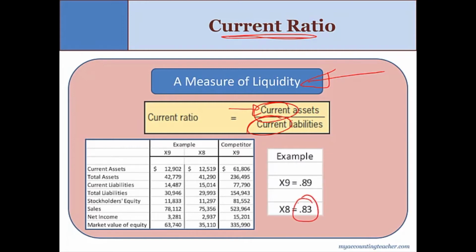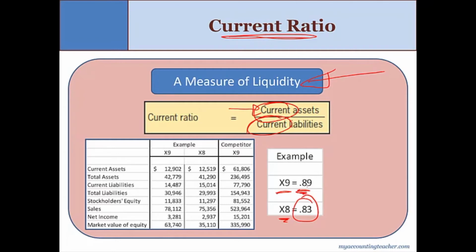What does that mean? It means that for this company in X8, they had 83 cents in current assets for every dollar of current liabilities. In X9, that had gone up to 0.89 or 89 cents for every dollar of current liabilities. Now, historically, current ratios have been higher. 30 years ago, a current ratio of 2 to 1 was kind of a benchmark.